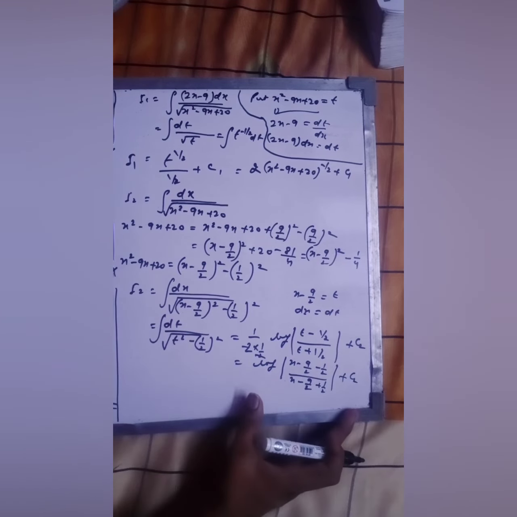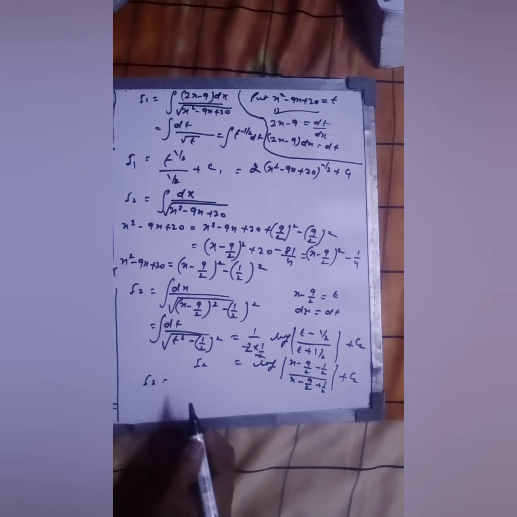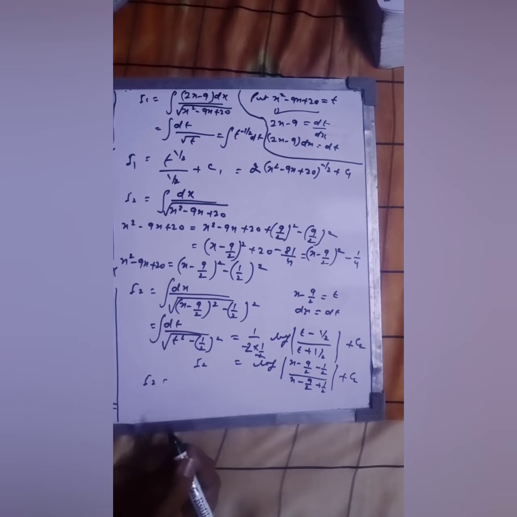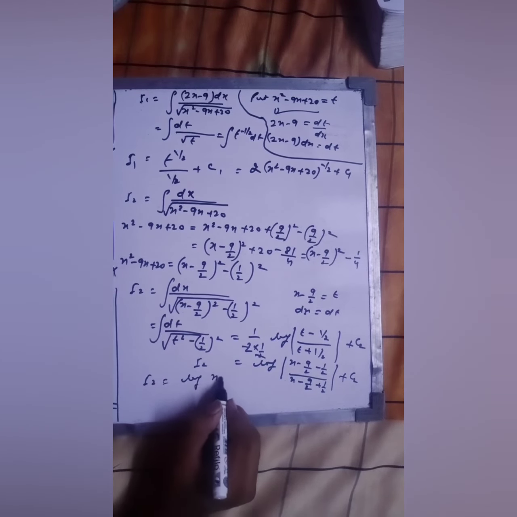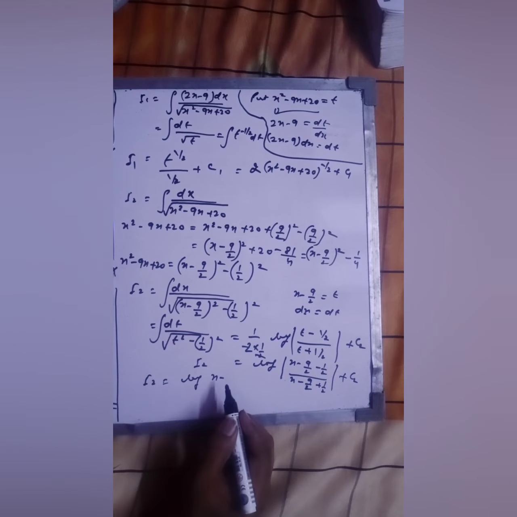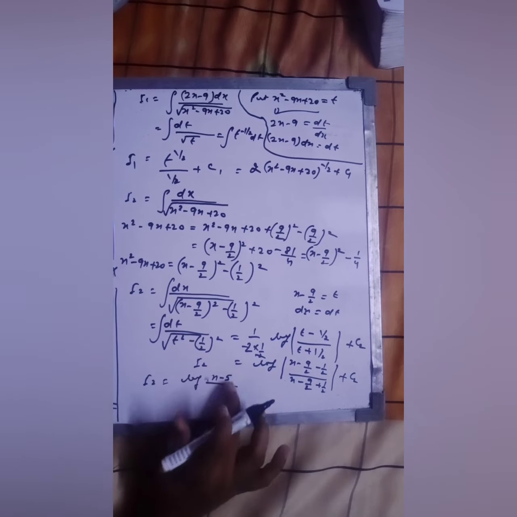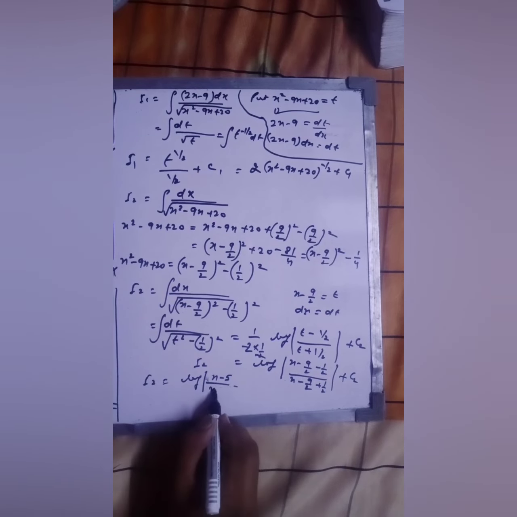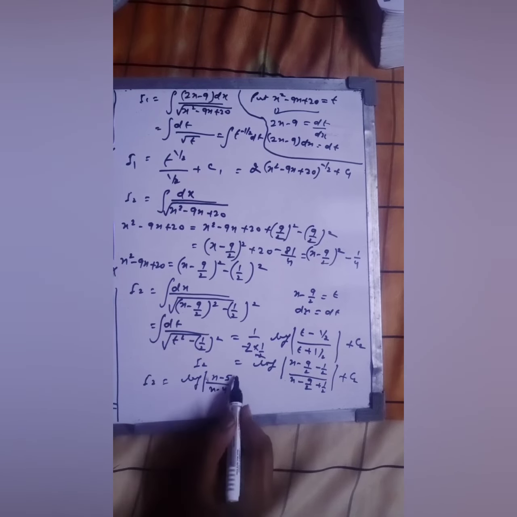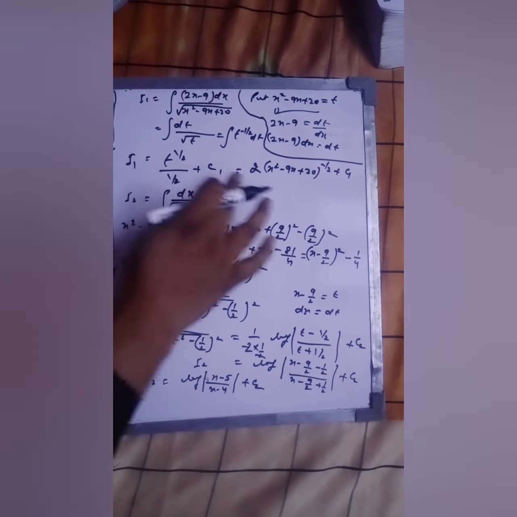Now you have to just simplify this. So your I2 would be log of (x minus 5) over (x minus 4) plus c2. So this is your I2 and here is your I1.